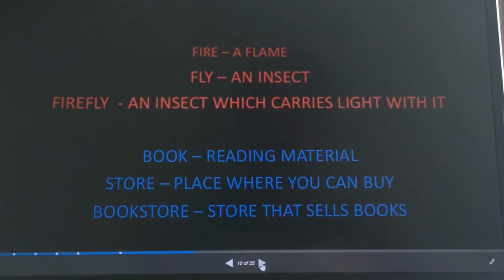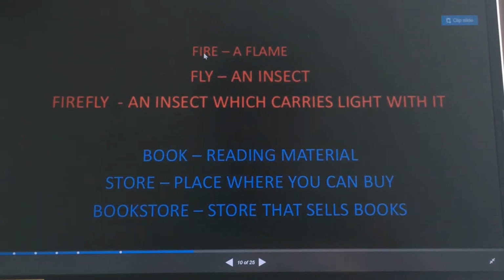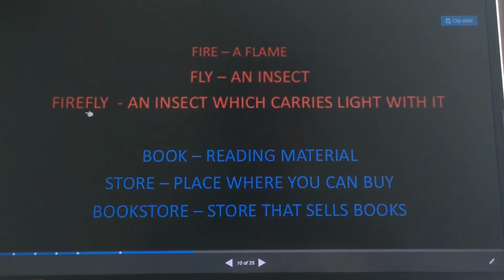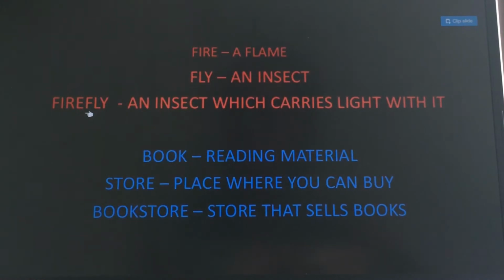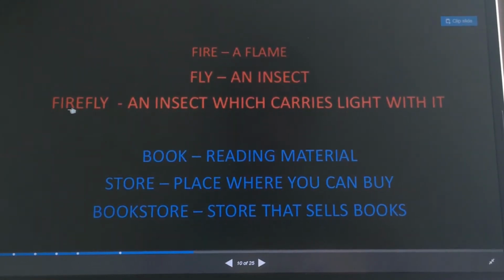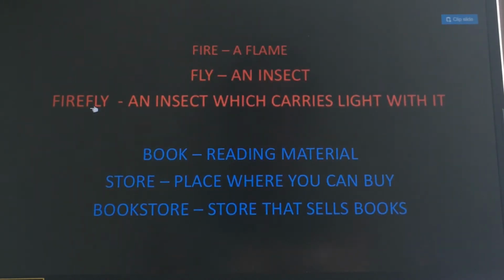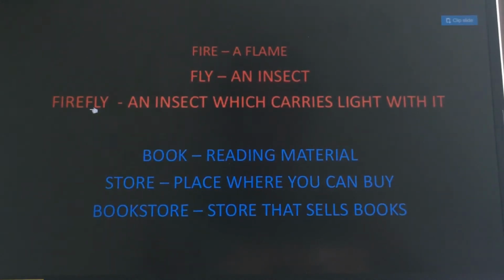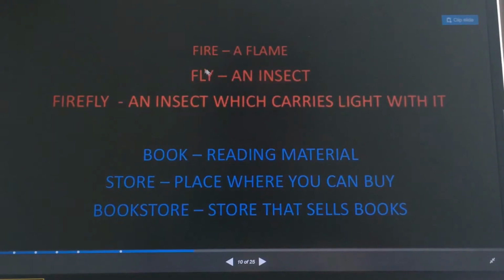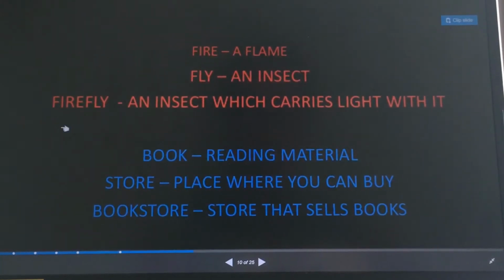Another example that we have here. Take a look at these three words. We have fire, we have fly, and then we have firefly. Which of these three words is an example of compound word? Fire, fly, and then firefly. Which is an example of compound word? Fly. Are you sure? I don't know. So we have fire, and then fly, and then firefly. Which is a compound word?